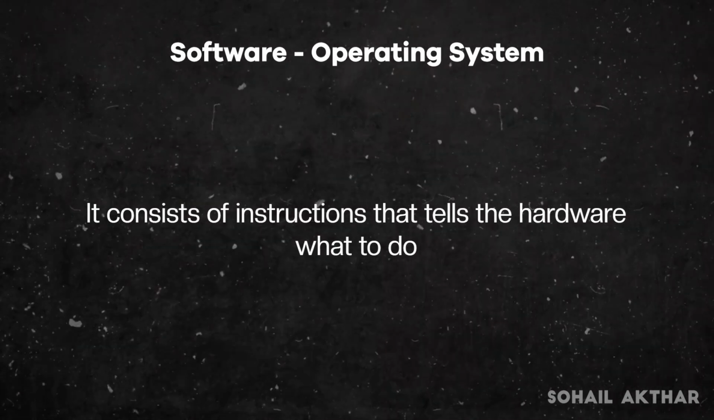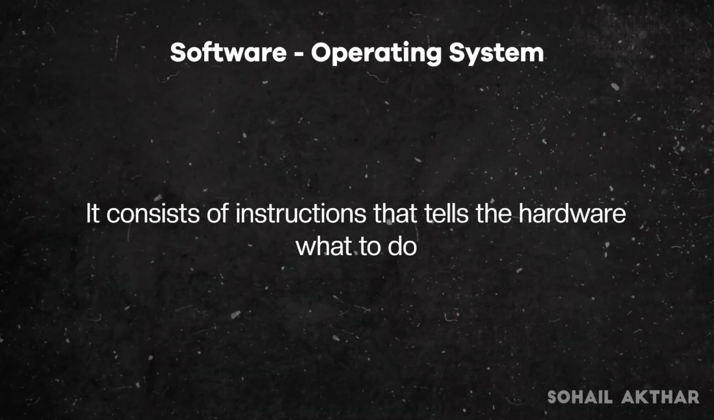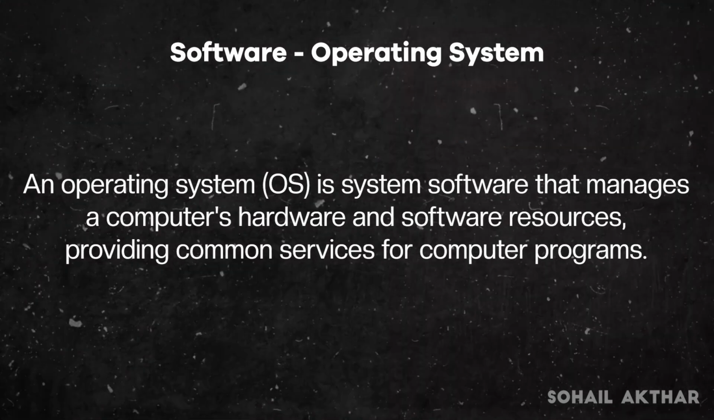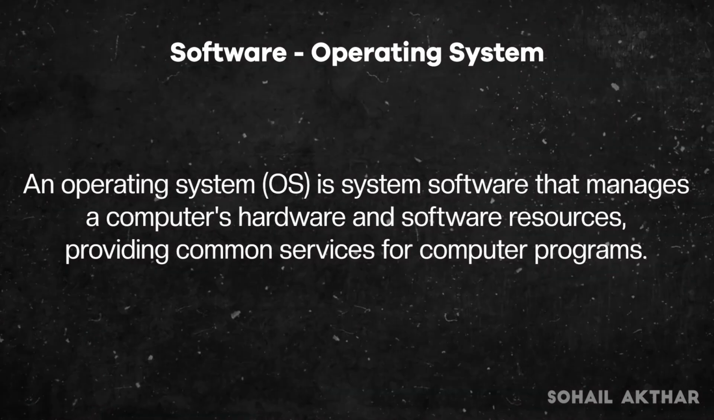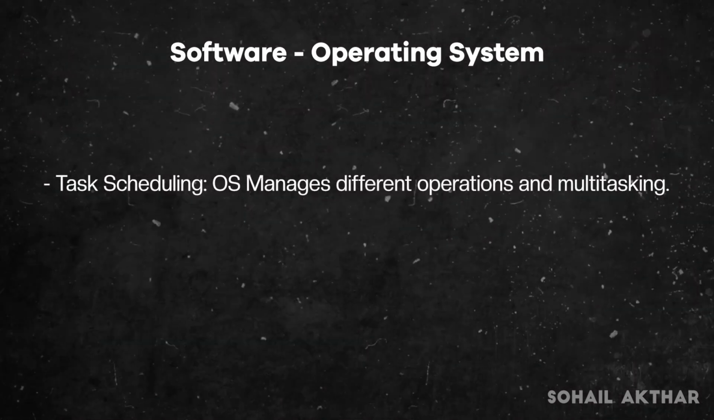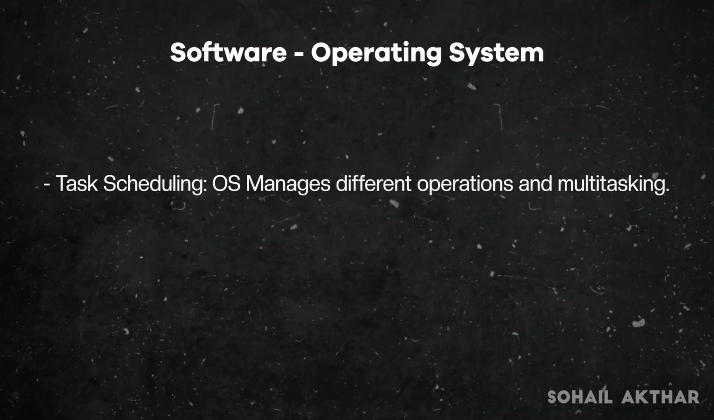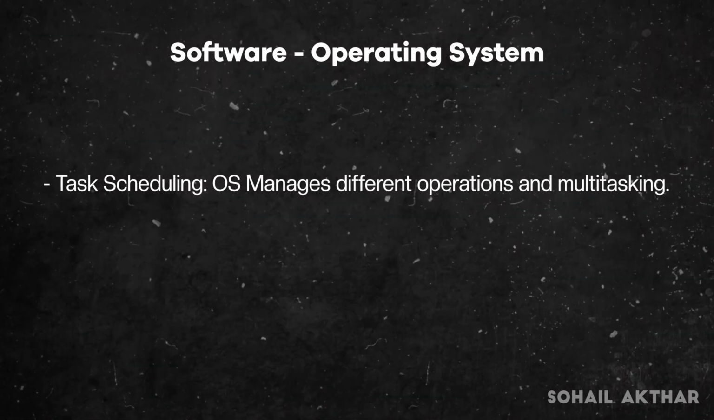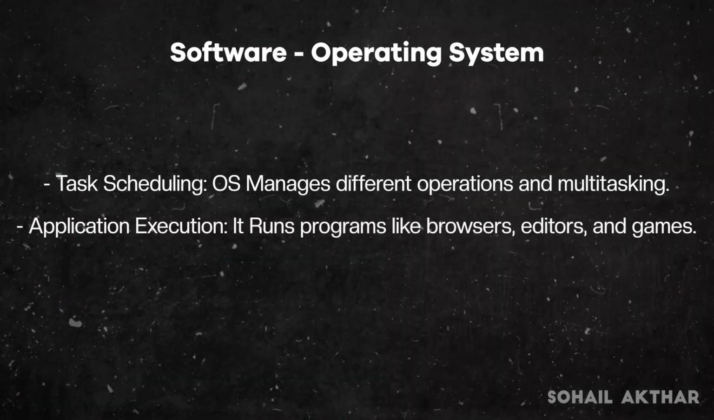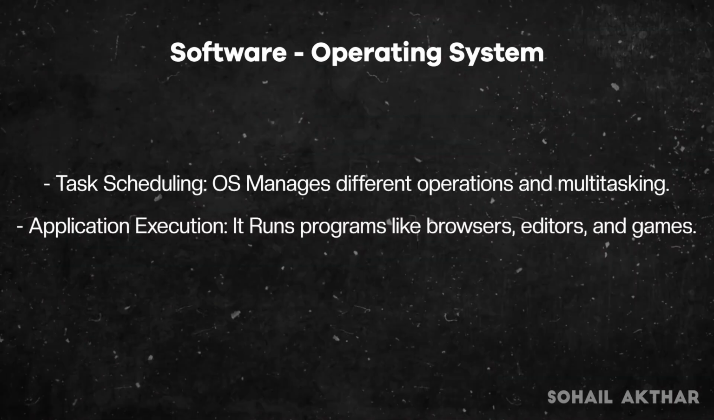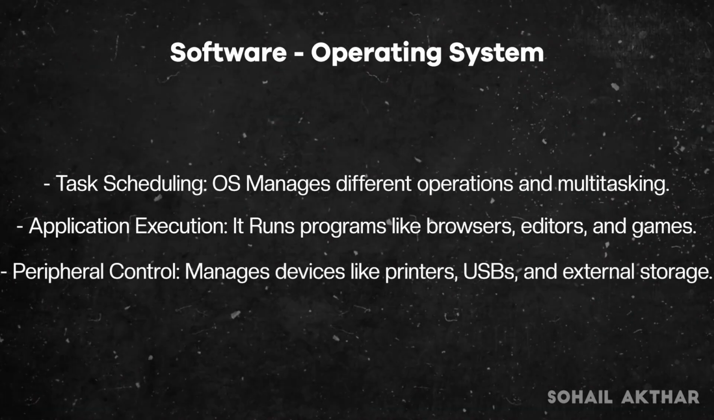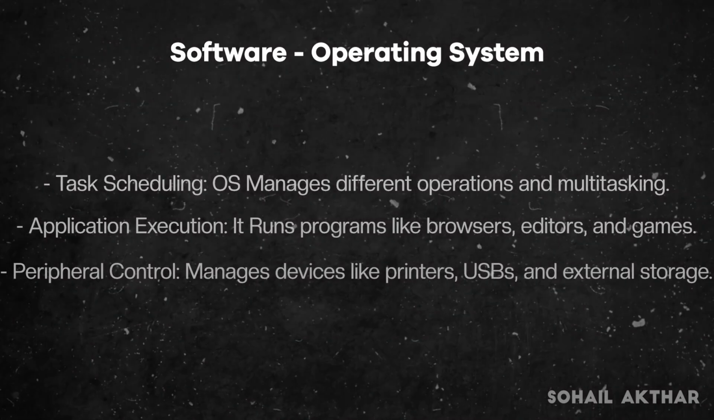It consists of instructions that tell the hardware what to do. The most critical software in a computer is the operating system. Without an OS, hardware is just a non-functional box. A few functions of an OS include task scheduling. The OS manages different operations and multitasking. Application execution. It runs programs like browsers, editors, and games. Peripheral control manages devices like printers, USBs, and external storage.